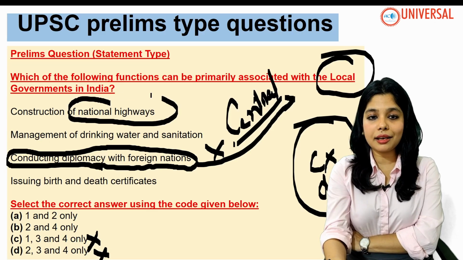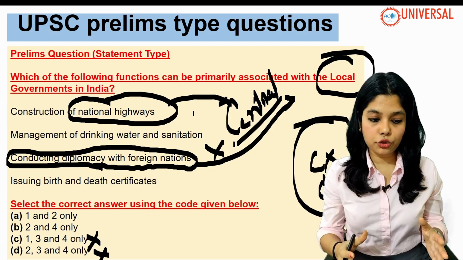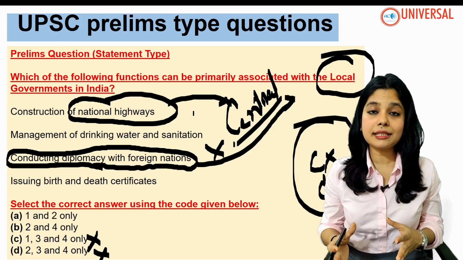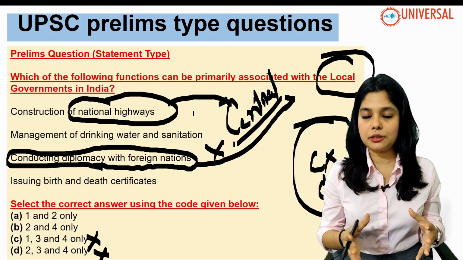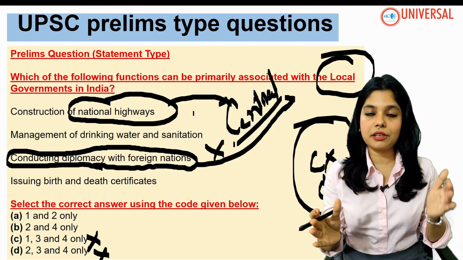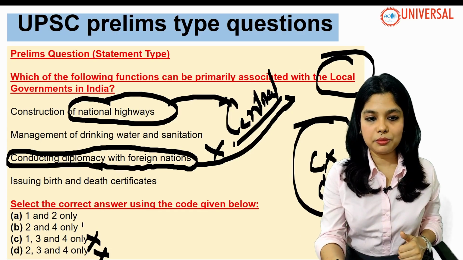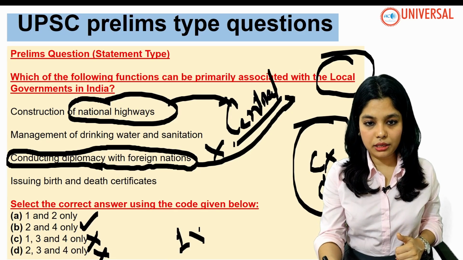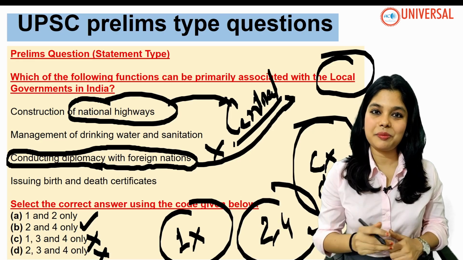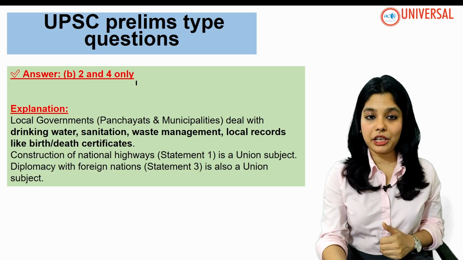No, again the national highways are under the center. The local roads, the village roads, the city roads, they are managed by the municipalities and village administration, that is panchayat. Not the national highways. The national highways are again not under the local government. So here the answer becomes B, because statement 1 is also correct. Statements 2 and 4 are correct. Okay, students, that's what the explanation also says.